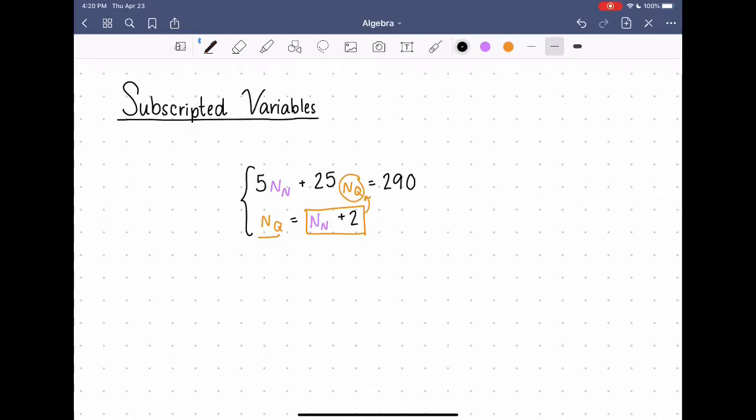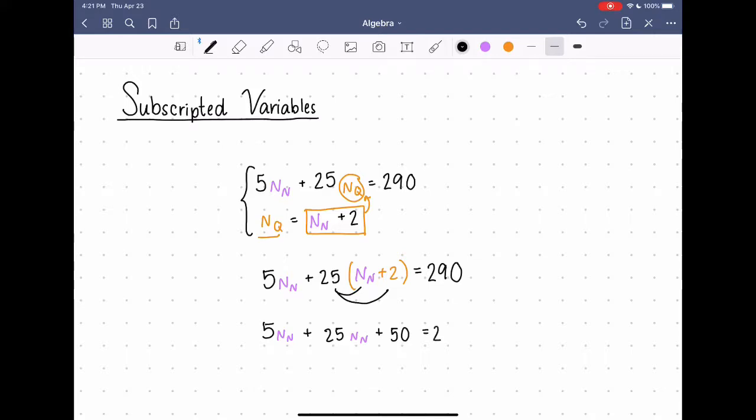So let me rewrite it by doing that. I have 5 times the number of nickels plus 25 times the number of quarters, which is the same thing as saying the number of nickels plus 2, and that equals 290. And now I have all the same variables, so I can solve from left to right. But first I'm going to have to do some distributive property here. So that'll become 5 times the number of nickels plus 25 times the number of nickels plus 50, 25 times 2, equals 290.